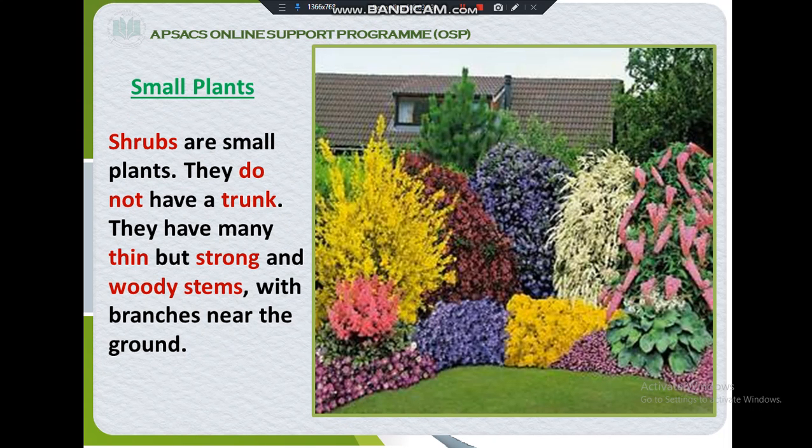Now, the others are called small plants. Can you see the small plants? Are they as big as the trees? No, they are small, and you can see they are going to touch the ground level. They do not have a strong woody stem like the trees. Shrubs are small plants. They do not have a trunk. They have thin but strong and woody stems with branches near the ground. And as you can see in the picture, their branches touch the ground level.